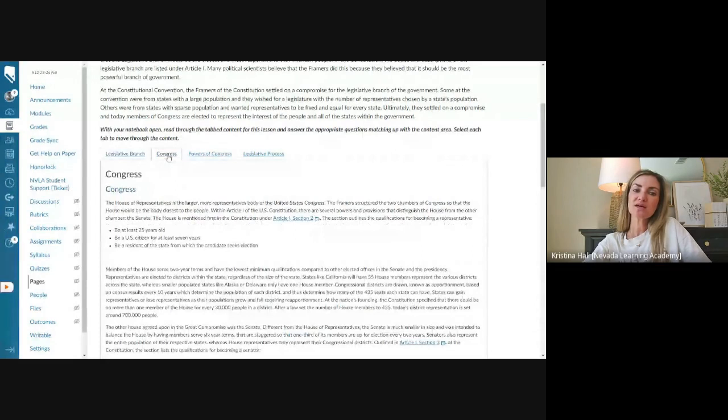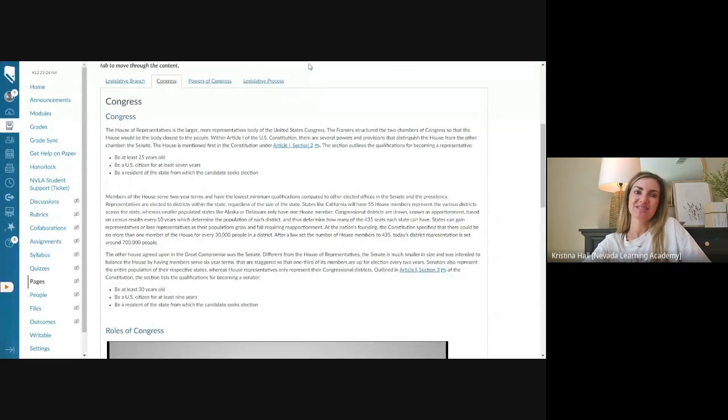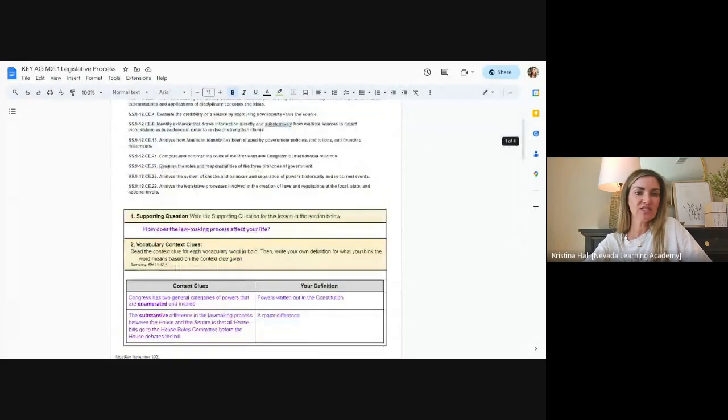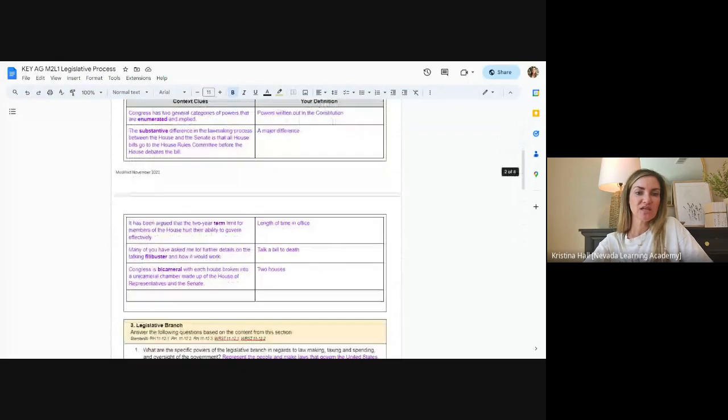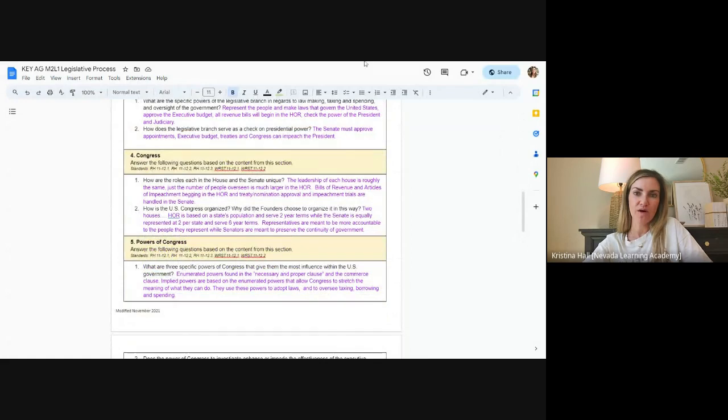We're going to move on to number 4, which is how Congress is actually broken up into the House and the Senate. So you need to have your notebook open. Remember, this should be saved on your Google Drive. We did the supporting question, we did the key vocab, and we did number 3. We're going to be starting here at number 4. Give me a thumbs up when you have your notebook open and you're ready to go.